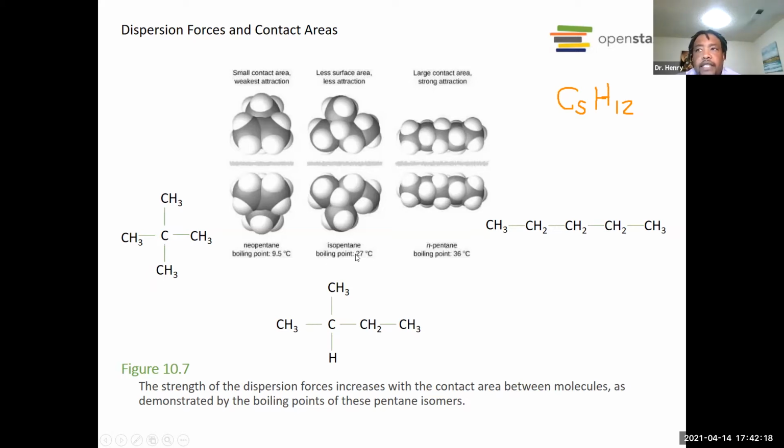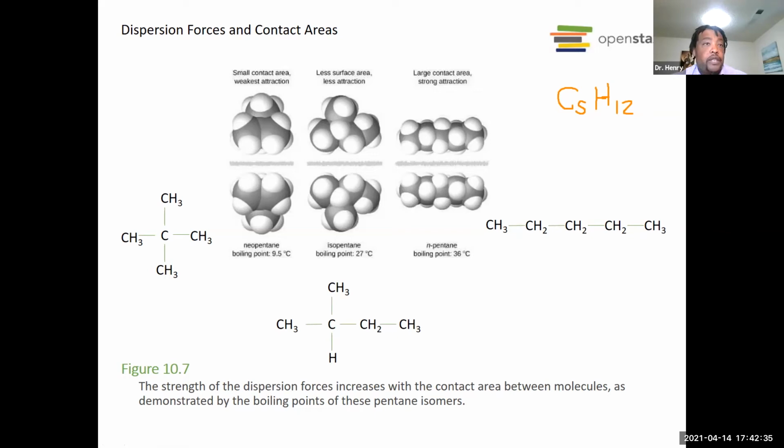We have isopentane, where we have, again, a center carbon, and 3 of the carbons surrounding it, and then the other attached to an H. And then we just have a carbon on the other chain. And then we have N-pentane, where it's just chains of carbons that are connected.